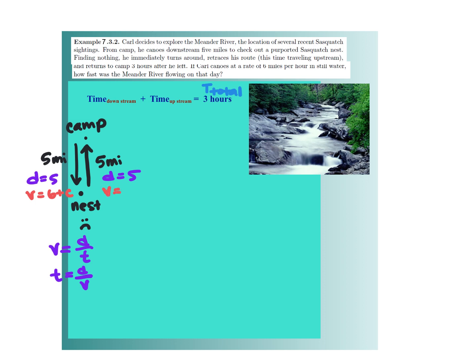His velocity on the way back is going to be a lot slower. He canoes 6 miles an hour, but now the current is going to slow him down, so his velocity is going to be 6 minus C. So that means the time that it took him to travel downstream is going to be the distance, 5 miles, divided by the velocity, 6 plus C. The time it took him to go upstream is 5 miles, divided by the velocity, 6 minus C, and that total is 3 hours.